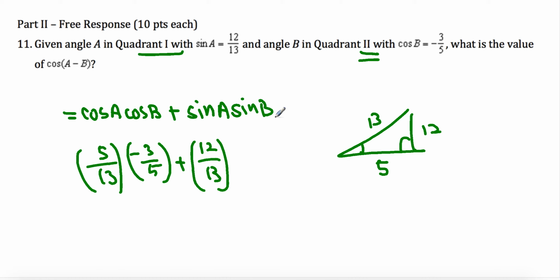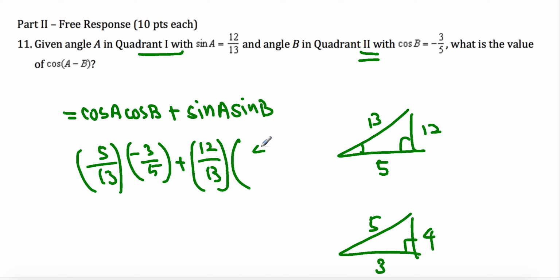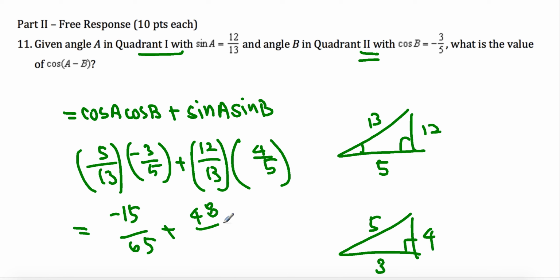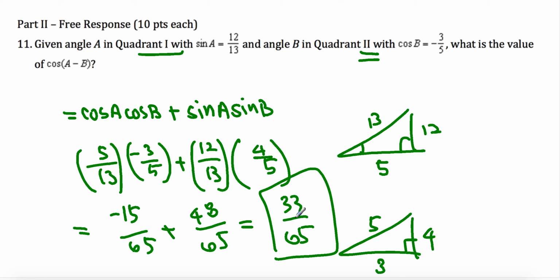And lastly, sine of B becomes, coming from here, in the second quadrant, we know that sine is always positive. So then, since cosine is 3 over 5, then this third side must be equal to 4. Then sine here becomes 4 over 5. Then once you get it, we get negative 15 over 65 plus 48 over 65, which will be equal to 33 over 65. That becomes our final answer.